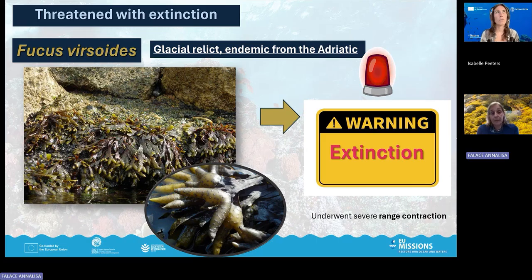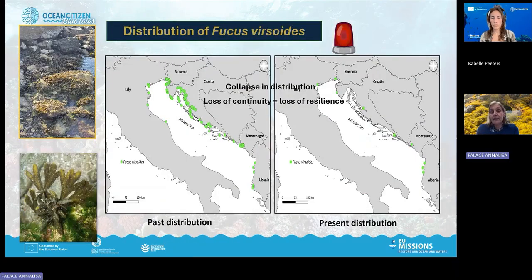It's the only Mediterranean fucus, because Fucus species normally colonize the intertidal in the Atlantic zone. And this species underwent a very severe collapse of its distribution. This was the past distribution. It was distributed along all the Adriatic. Now we have just some remnant populations, very small, of some hundreds of individuals. So if the trend continues in the next years, we can foresee the extinction of this species.